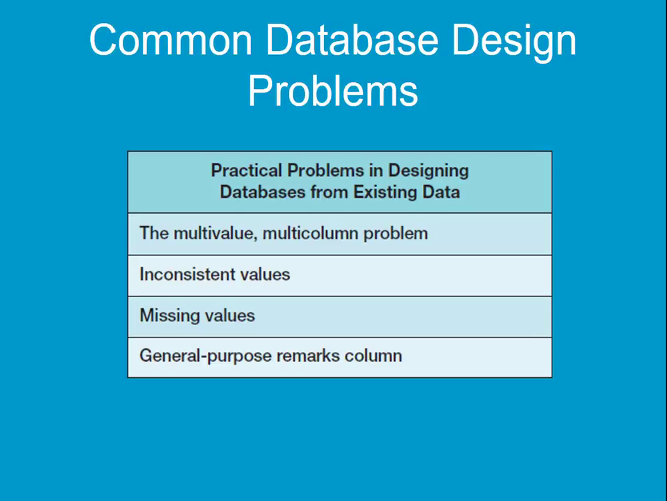We've got missing values. Information that should have been entered wasn't entered, like a null value. Let's say someone paid a fee, but someone did not put it in there. Well, that information is missing. Then there's the general purpose remarks column. You've probably seen this in something like Access, where you have a remarks field where you can put little notes in. That's not really a good practice, but sometimes it is necessary. So that's a general purpose remarks column that can create problems in our database.